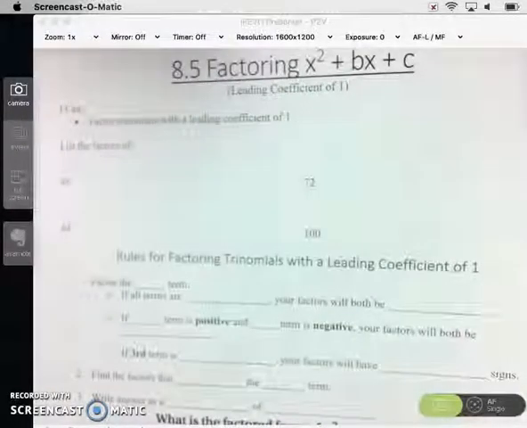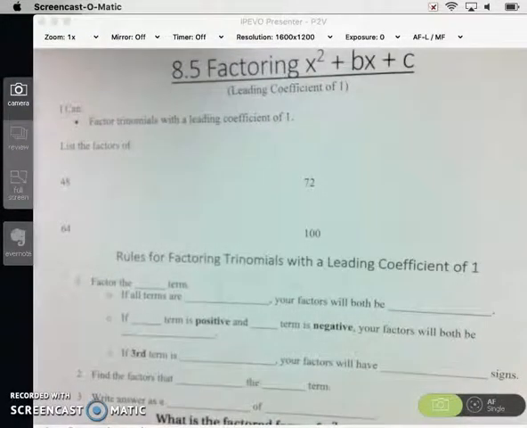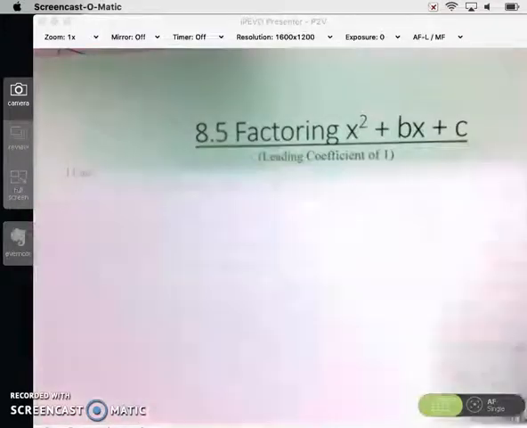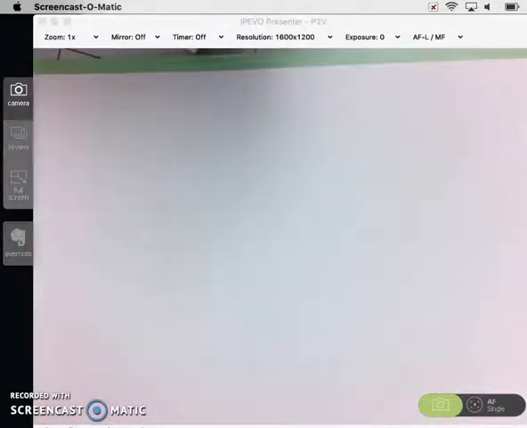Factor mania! All right, 8.5, factoring x squared plus bx plus c. So the biggest thing here that we are going to be working with is factoring. And why do we factor? When we are working with any sort of problem with an x, what is our main goal? To find the value of x.